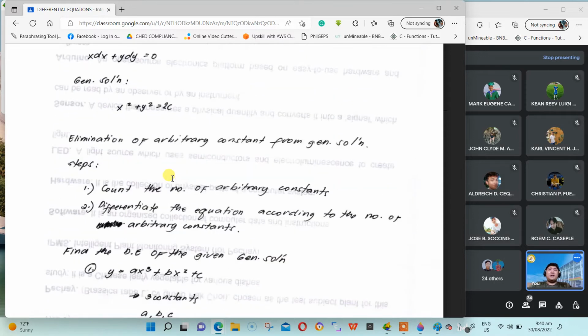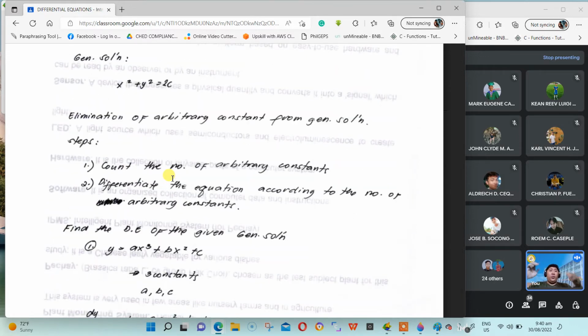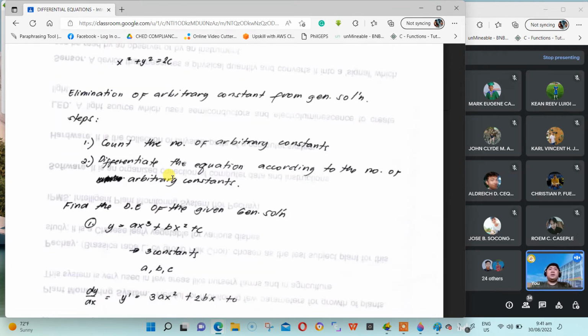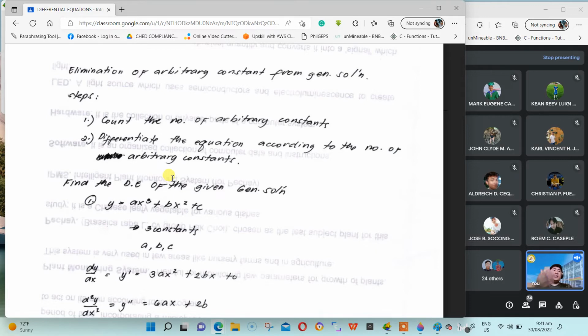Because our starting topic, we have already been done with most of the theories. Our first topic is, before we solve differential equations, we review eliminating arbitrary constants. Meaning, you are given a general solution like this: y equals ax cubed plus bx squared plus c. Then you need to solve for the corresponding differential equation. How will you do that? There are only two steps.